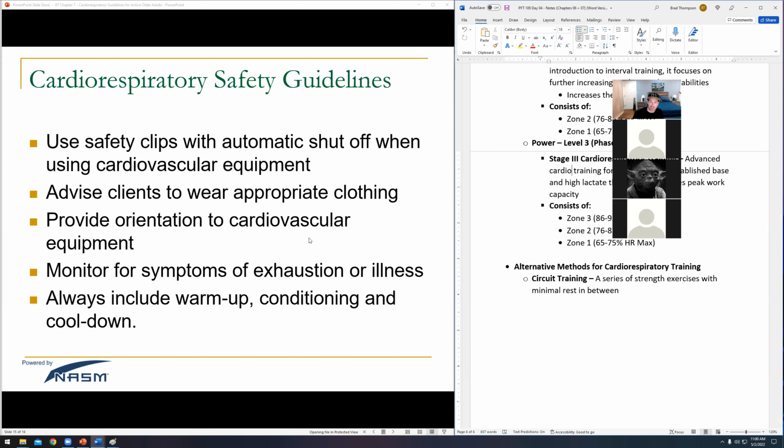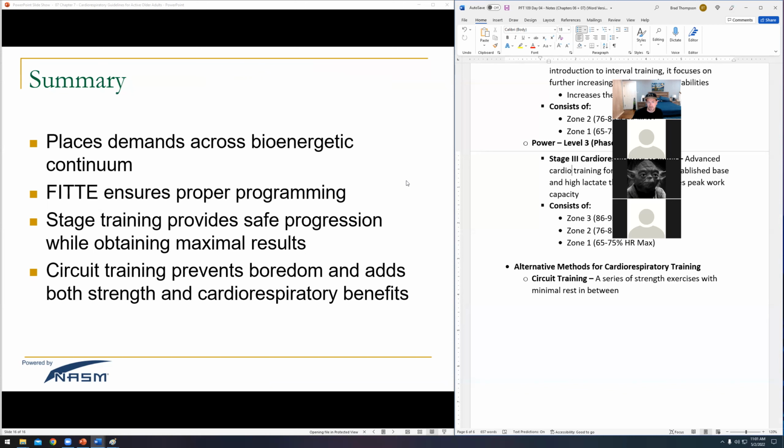You don't want your client in zone 3 when they're trying to be in zone 1, right? That's not going to be good. And always warm up and always cool down. Ease into your cardio. Easing into your cardio, guys, makes it much easier for you to learn how to control your heart rate.